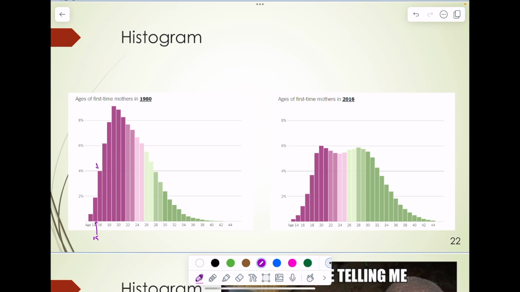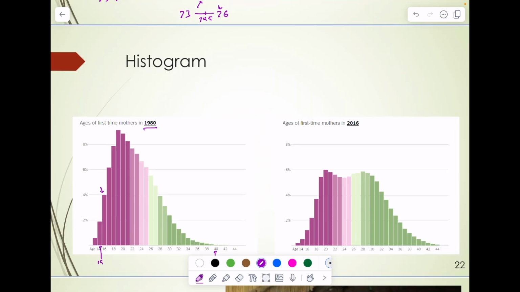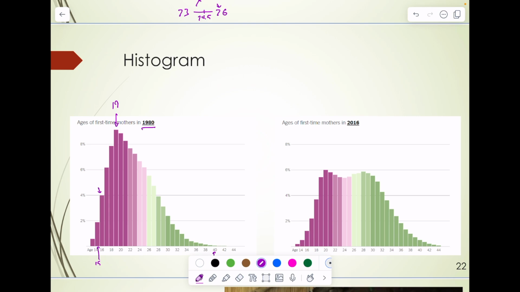About 4% of those first-time mothers were 16 years old. This was back in 1980. A very small percentage were more than 40 years old. Anyway, we can see that there's a peak here at 19 years old. That doesn't mean that the majority of first mothers were 19 years old. It just means that the highest percentage of mothers from a single age, that age was 19. Okay, and so this is the spread, and then it tapered off there.